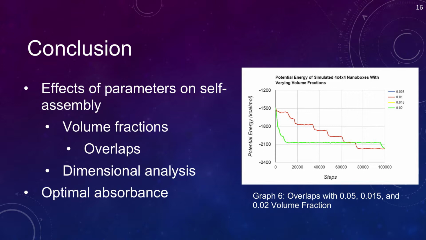So let's talk about our conclusion. Our main question is, what are the effects of parameters on the rate of self-assembly? We use two variables, volume fractions and dimensional analysis. There's a positive correlation between volume fractions and the rate of self-assembly, and this is intuitive. The more particles you put in, the more often there'll be self-assembly.